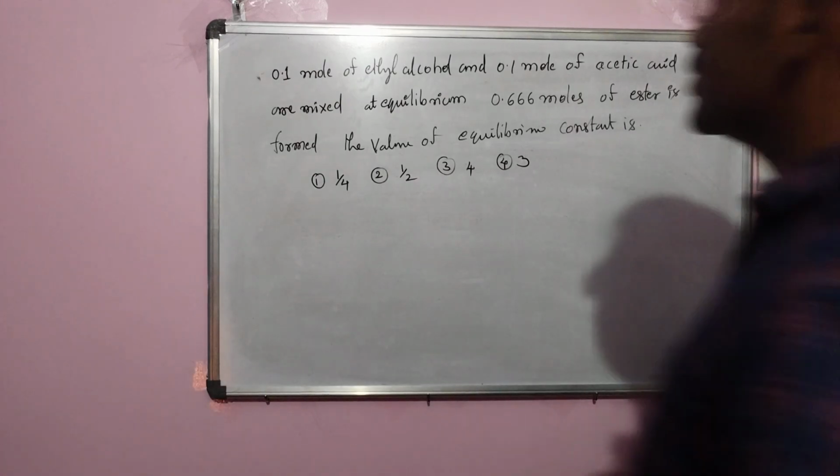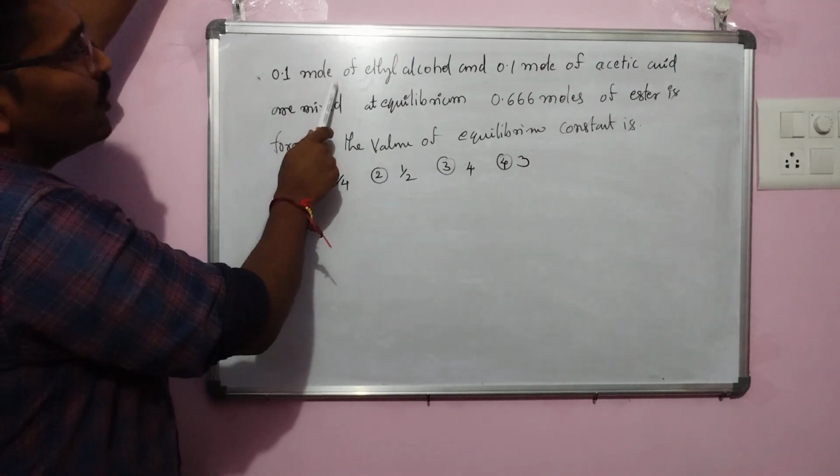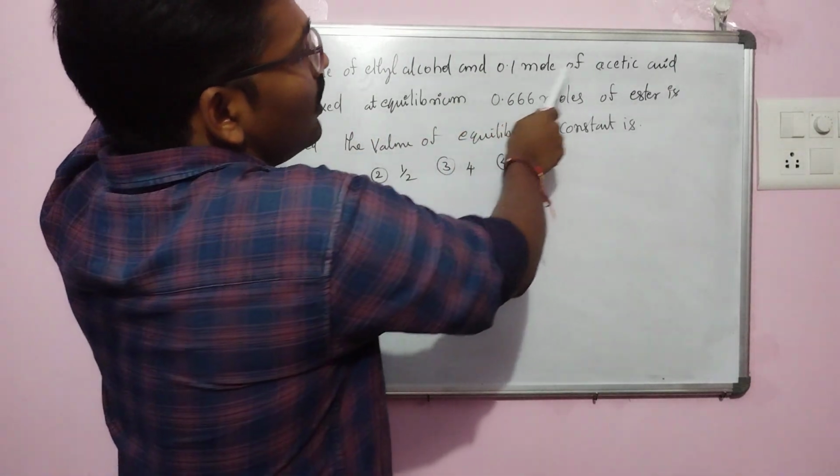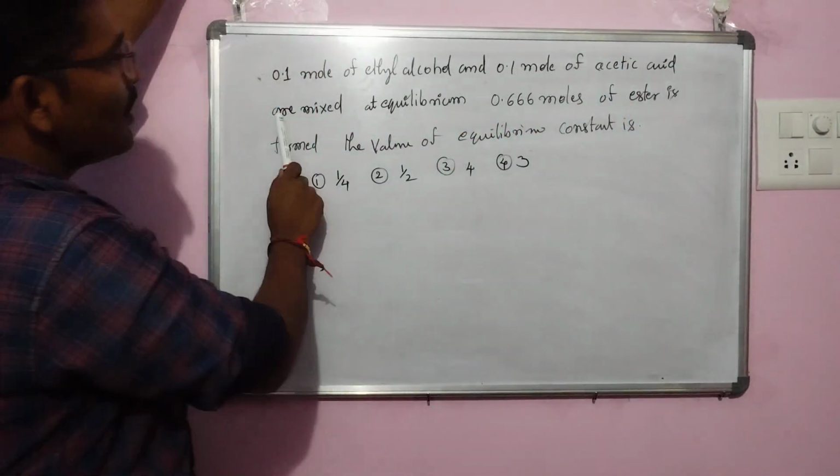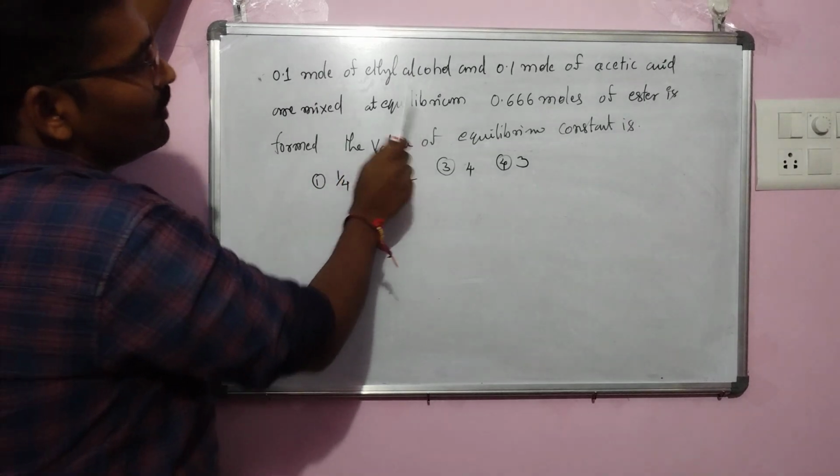Yes, look at the next question. 0.1 mole of ethyl alcohol and 0.1 mole of acetic acid are mixed at equilibrium.